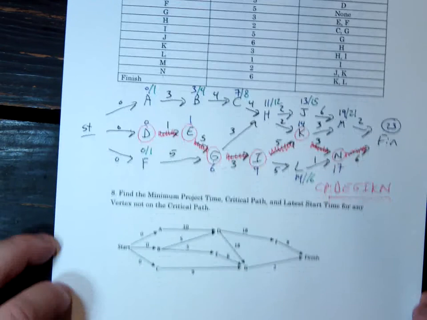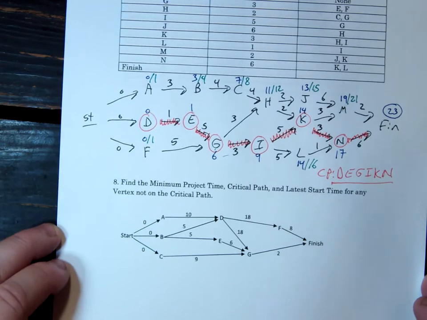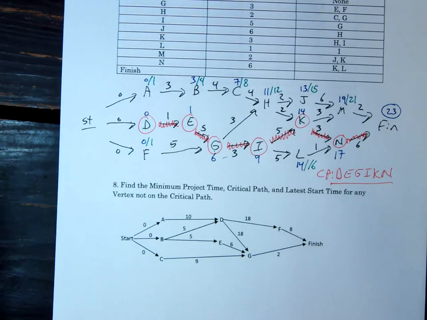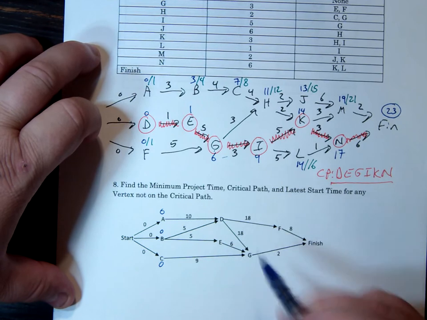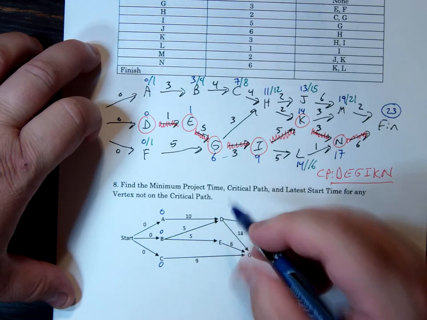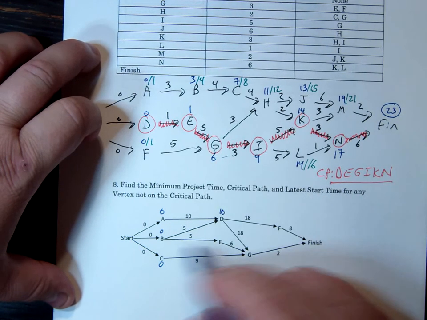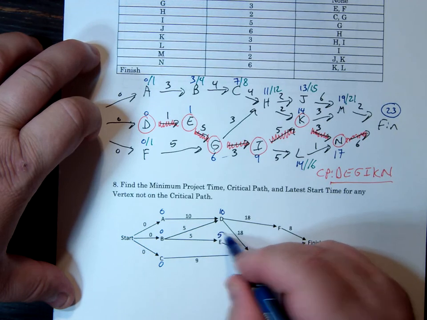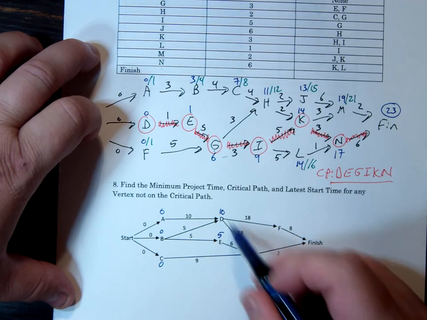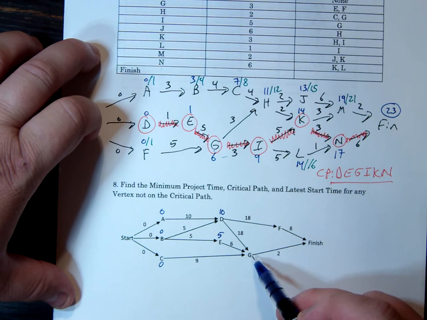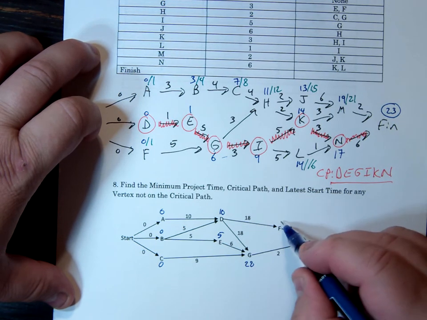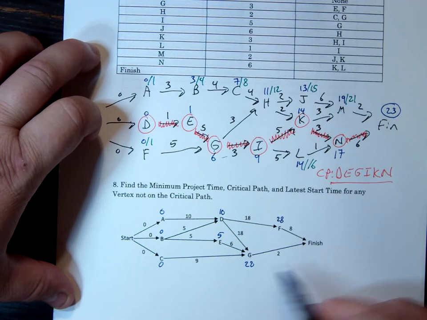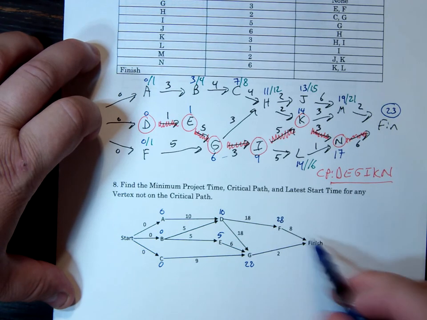Alright. Then the last one on the page, already drawn out for you, you're just finding all that stuff, so we'll start with the times or zeros. D is either 10 or 5, so 10. E is 5. G is either 28 or 11 or 9, so 28. And F is 28. And finish is either 30 or 36. It'd be 36.